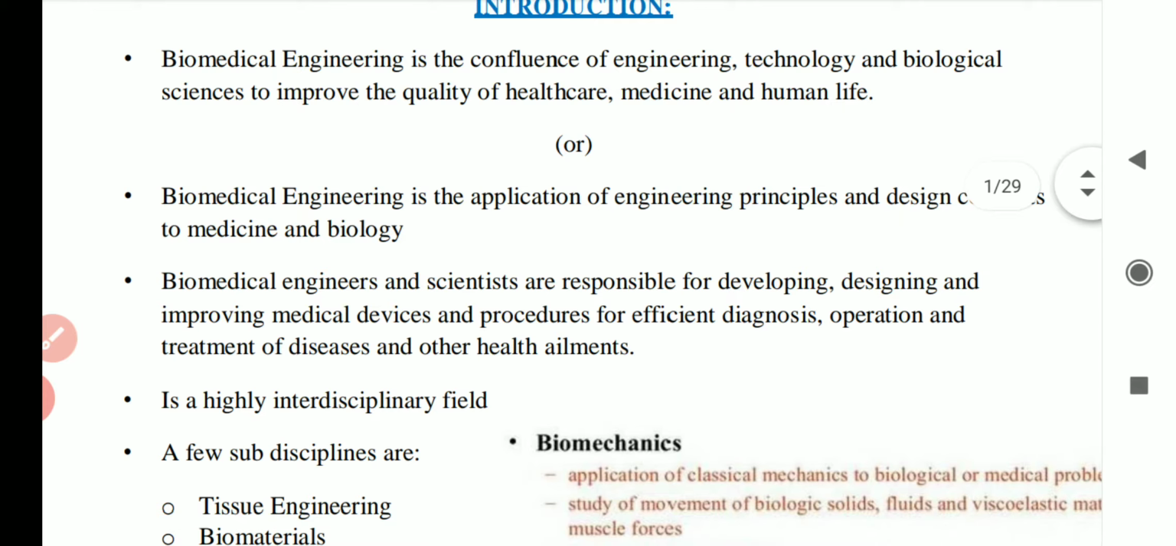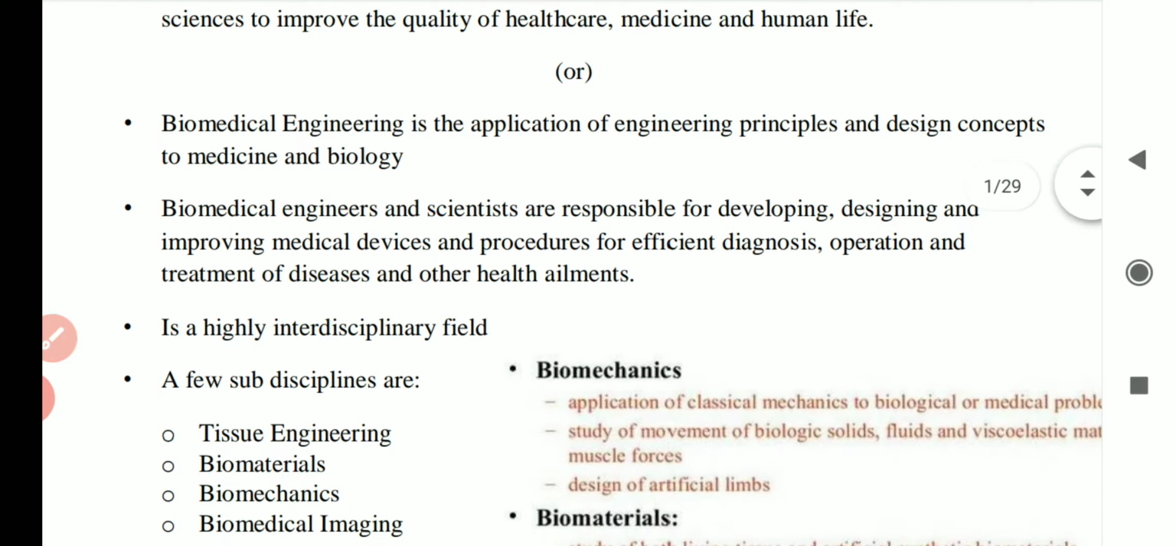The second definition: biomedical engineering is the application of engineering principles and design concepts to medicine and biology. That is, to apply the engineering principles to the medical field. That is biomedical engineering.